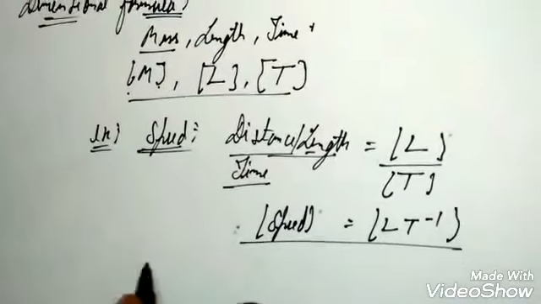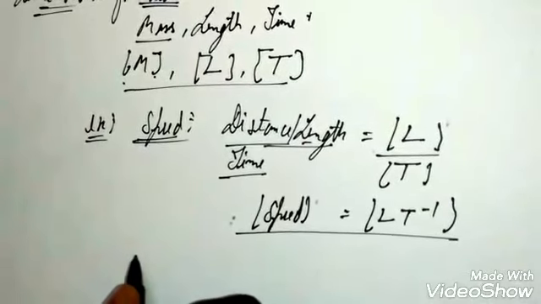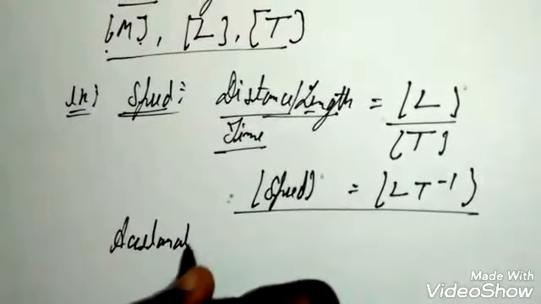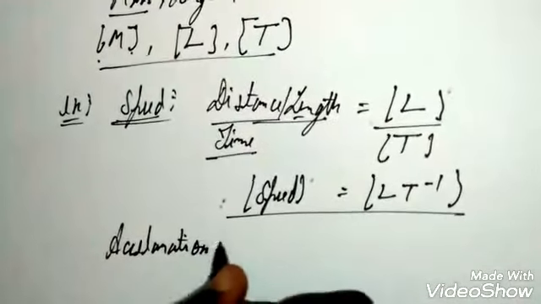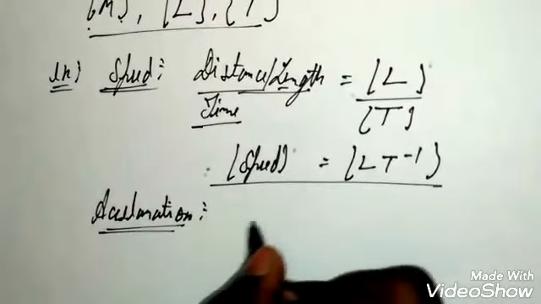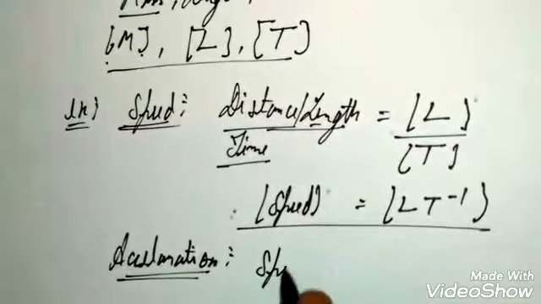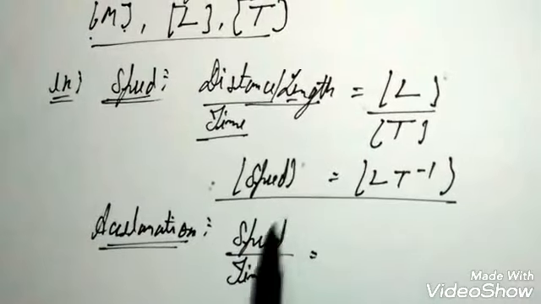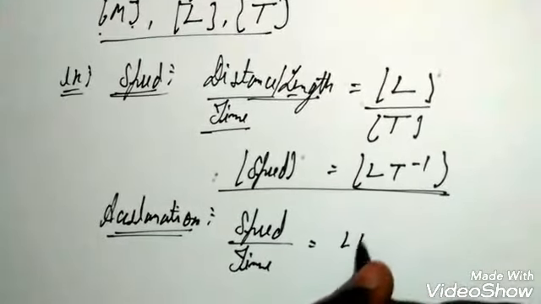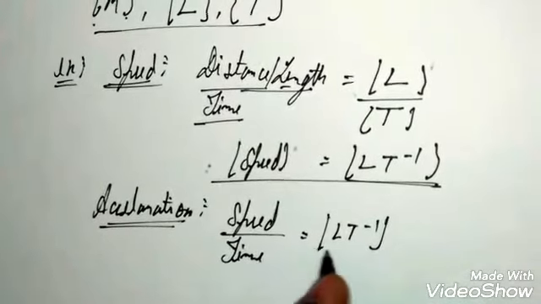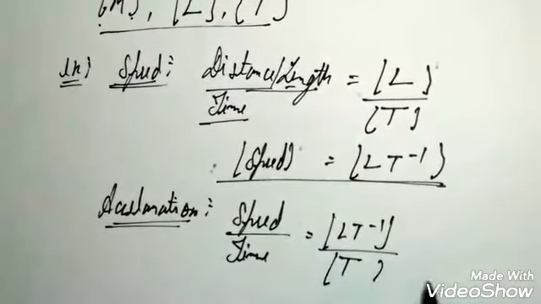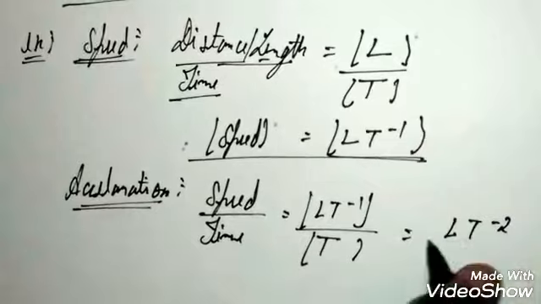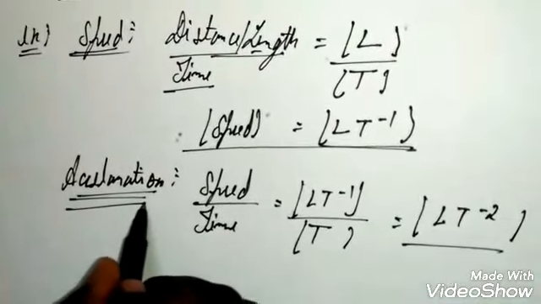You can also find the dimensional formula for other quantities. Let me find the dimensional formula for acceleration. Acceleration is speed per unit time, the ratio of speed to time. Speed has a dimensional formula of LT^-1. Time has a dimensional formula of T. If we take T in the denominator, then we can write it as LT^-2. This is the dimensional formula for acceleration.